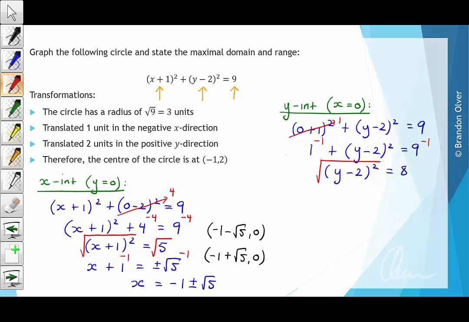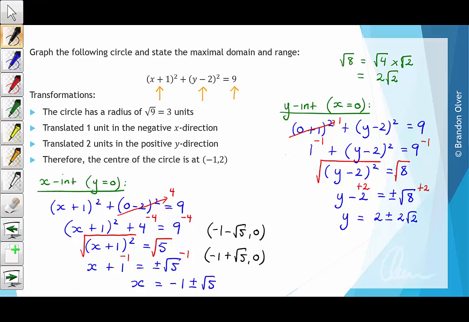Taking the square root of both sides, we find that y - 2 is equal to plus or minus the square root of 8. And now if we just do a little side calculation, the square root of 8 is equal to the square root of 4 times the square root of 2. And the square root of 4 is of course 2, so the square root of 8 is equal to 2√2. So the last thing to do is add 2 to both sides. And once we do that, we find that y is equal to 2 plus or minus 2√2.